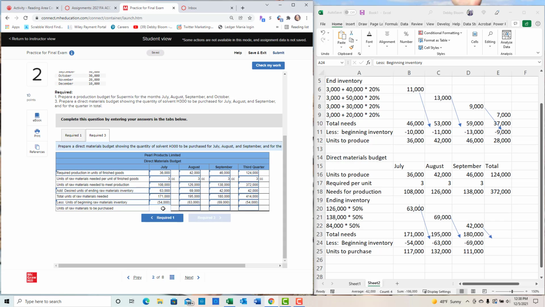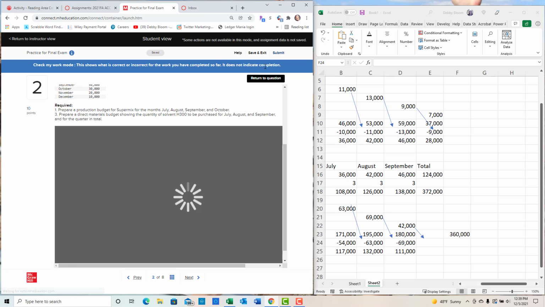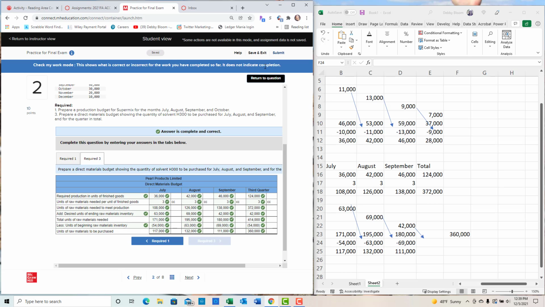So 171 minus 54 gives me 117,000. 195 minus 63 gives me 132,000, the bottom number on the right. 180 minus 69 gives me 111,000. And the last number that I need to calculate, 414,000 minus 54,000 is going to give me 360,000. We have now completed problem number 2 from your practice final exam.